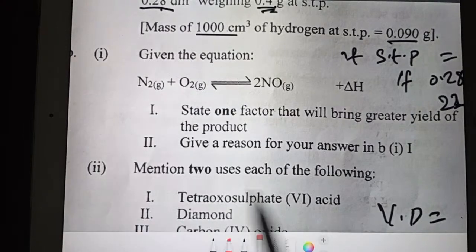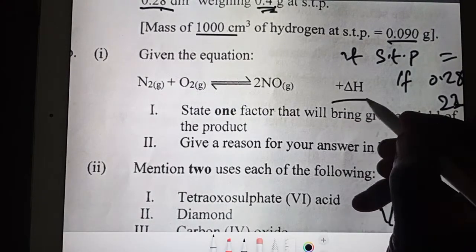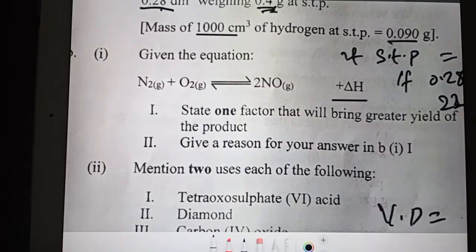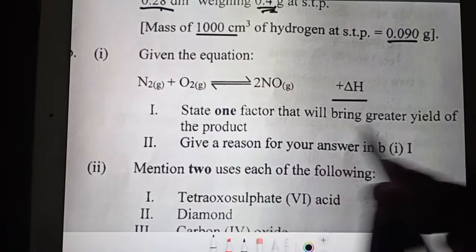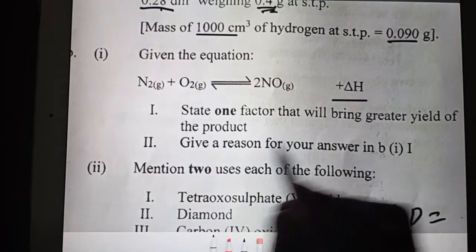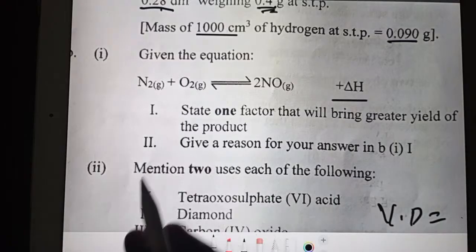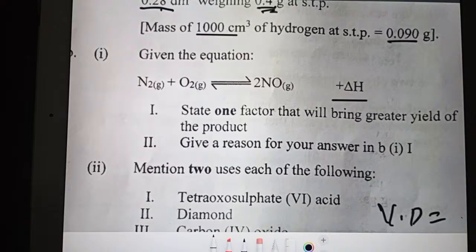Rather, what we judge this reaction by is the heat change they gave us. They told us that it is positive. So the heat change is endothermic, meaning the forward reaction is an endothermic reaction. In any equation like this where they give you heat change, it is for the forward reaction. It means that when nitrogen combines with oxygen to give nitrogen oxide, this heat change is positive, meaning the heat change is going to be greater than 0. In other words, it will lead to absorption of heat from the environment and not evolution of heat.